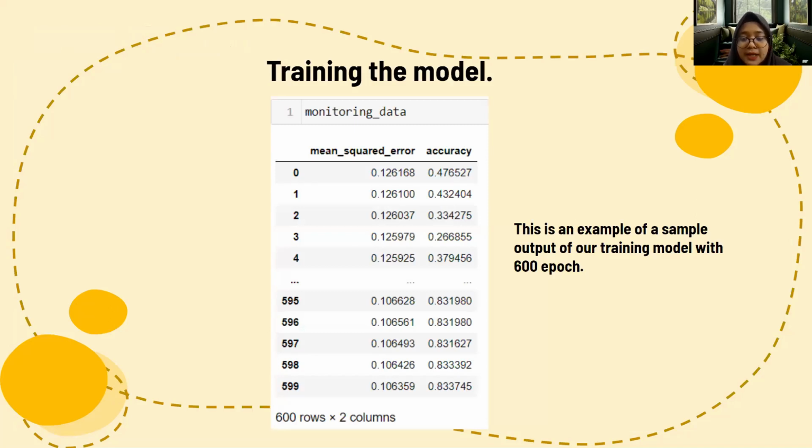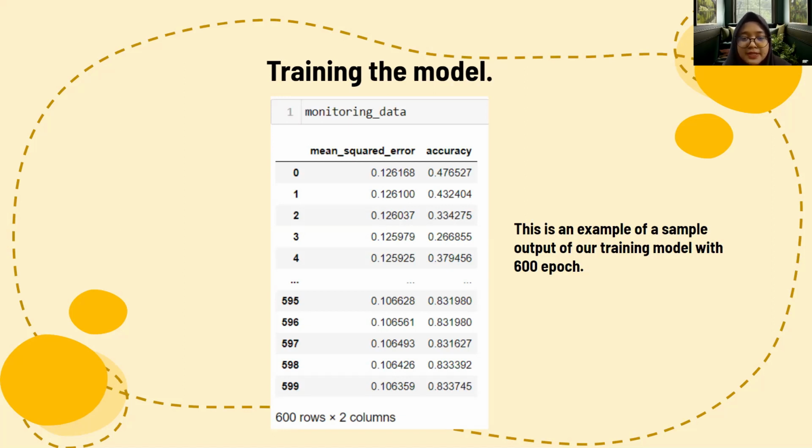Okay, after we apply the BPNN algorithm, we will train the model. As you can see, this picture is an example of a sample output for our training model with 600 inputs with a learning rate of 0.5. Starting from 0, the accuracy at 0 was 0.476527, and by the time it was at 600 inputs, the accuracy keeps on increasing.